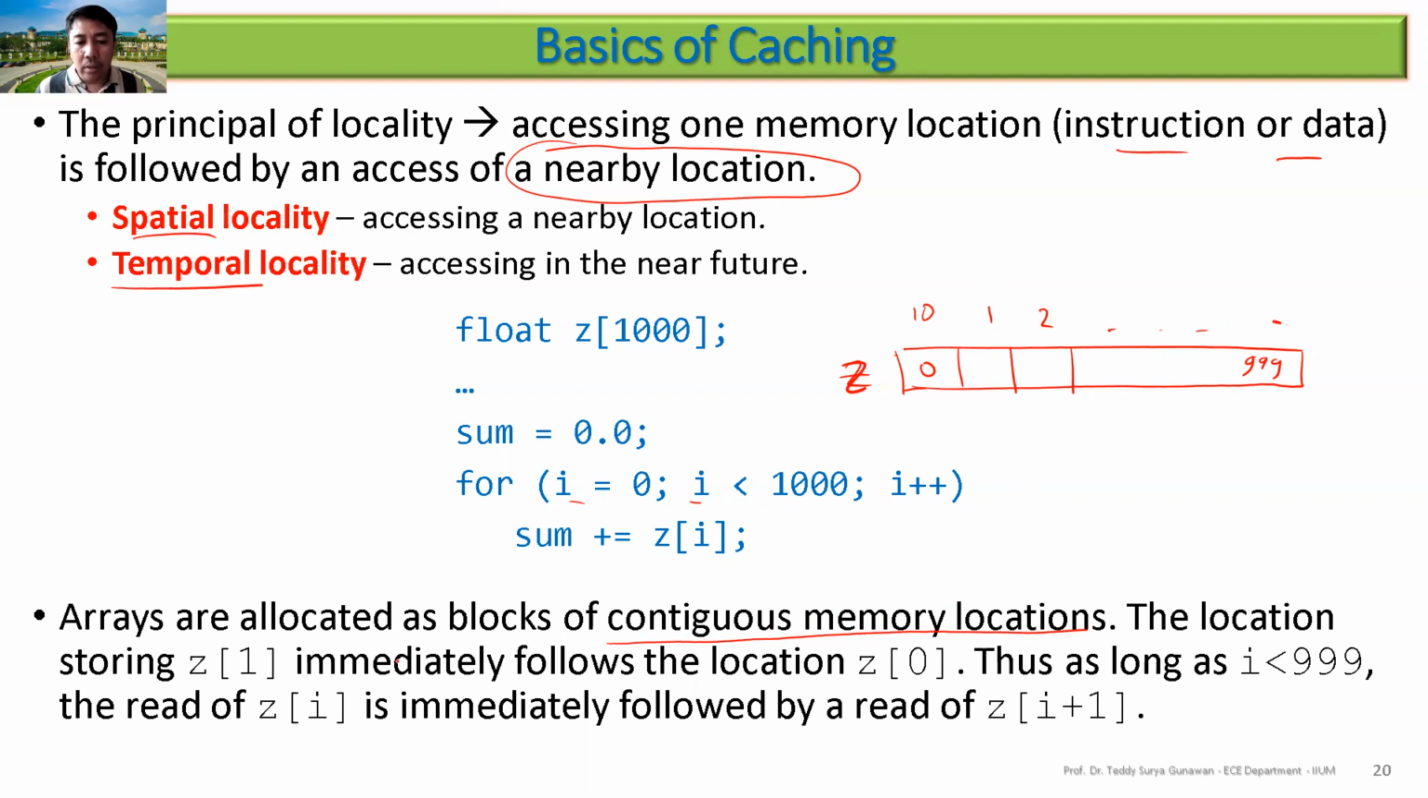The location storing Z1 immediately follows the location of Z0. So this is Z0, then Z1, Z2, and so on. As long as I is less than 999, the address of Zi is immediately followed by the address of Zi plus 1. So what does it mean? It means that before you even need Z1, we can load it to the cache. Before you even need Z2, you can load it to the cache.